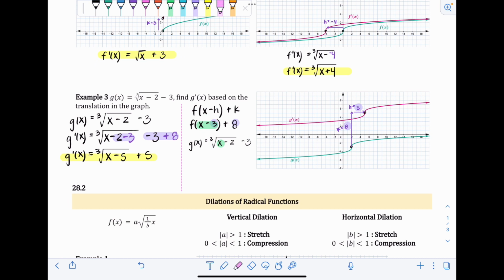And then this plus k at the end of the function gets added to the end of your function, whatever your function is. So it could be as simple or as complex as possible. You would just slap a plus 8 onto the end.